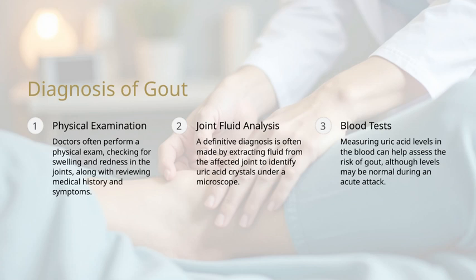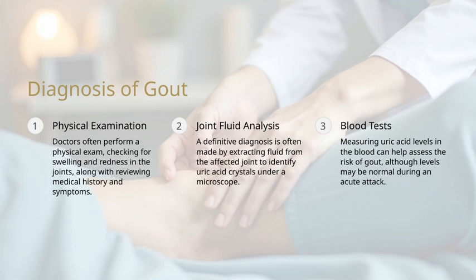Next, there's joint fluid analysis. This is a key step because it provides a definitive diagnosis. The doctor will extract a small amount of fluid from the swollen joint and examine it under a microscope. If uric acid crystals are present, it confirms gout, helping to differentiate it from other joint issues.